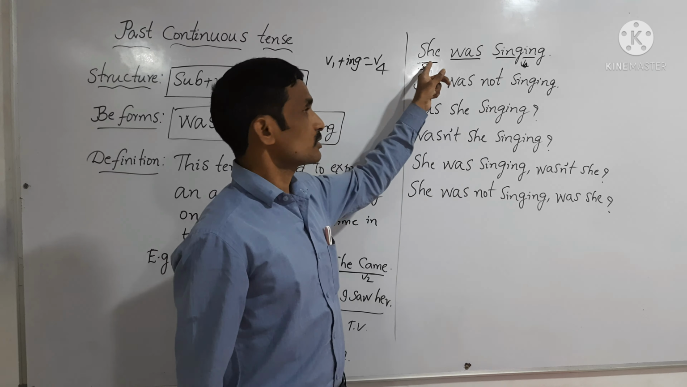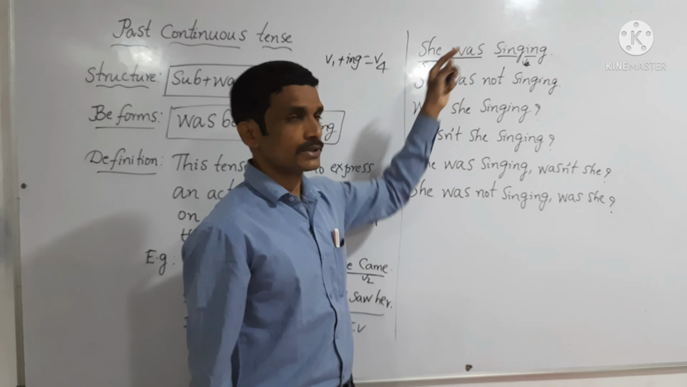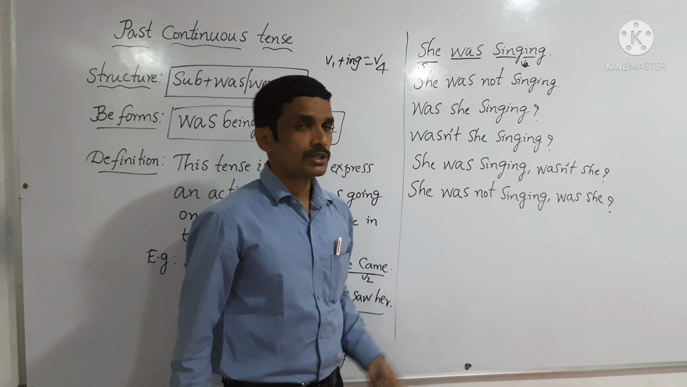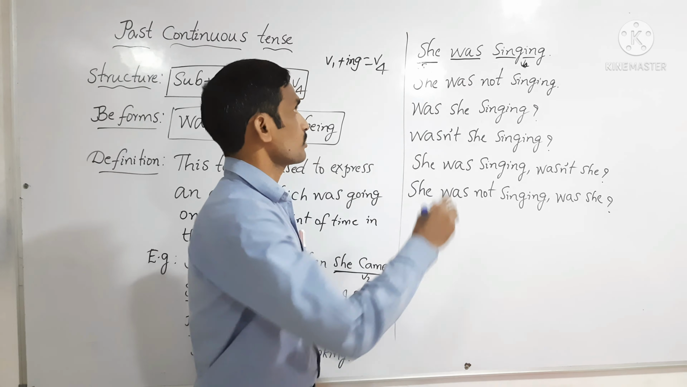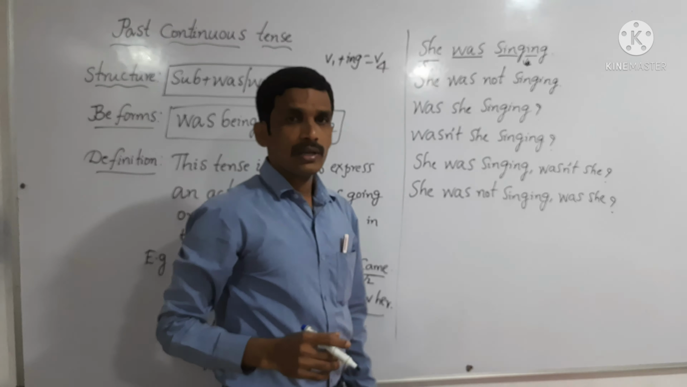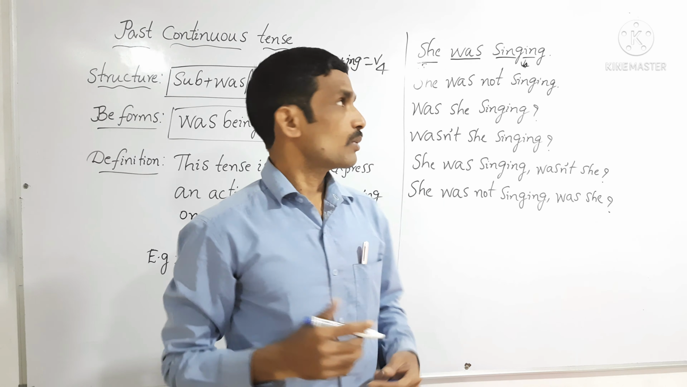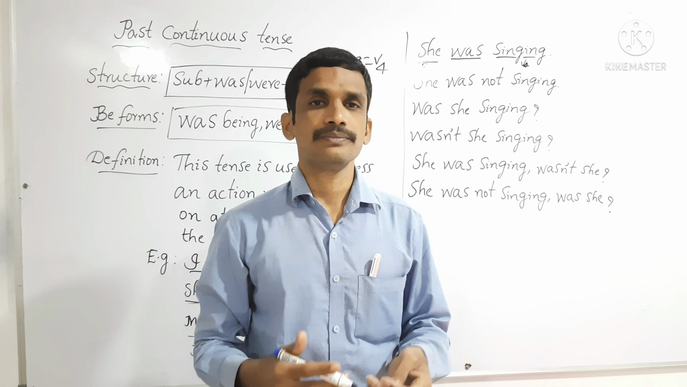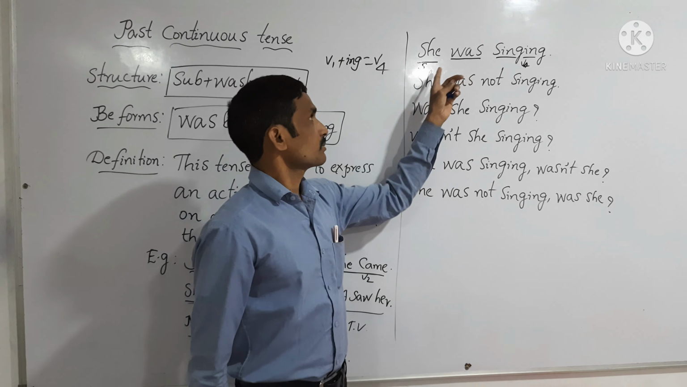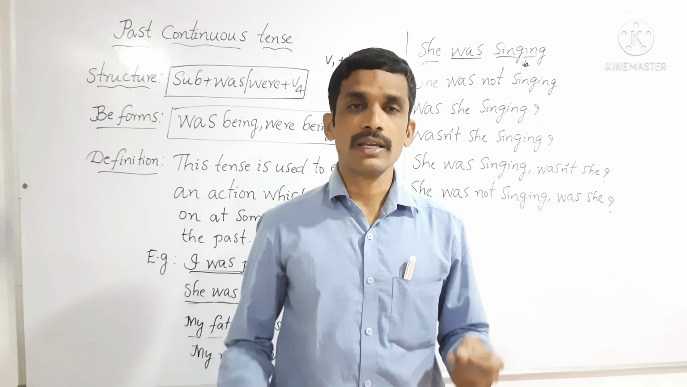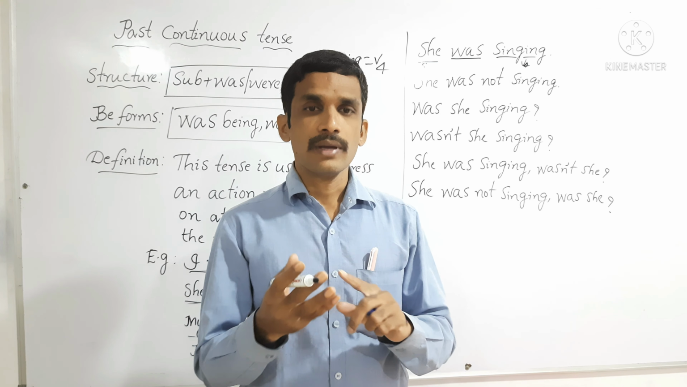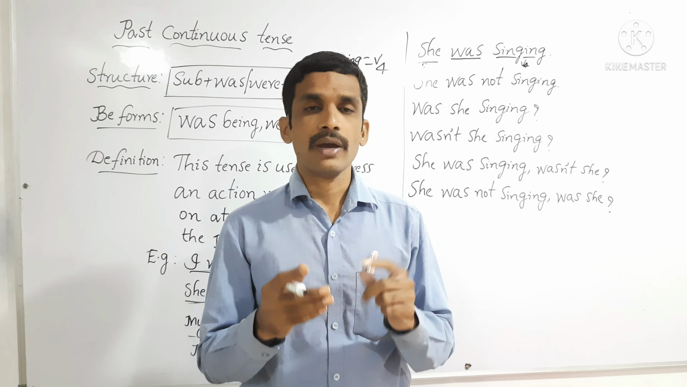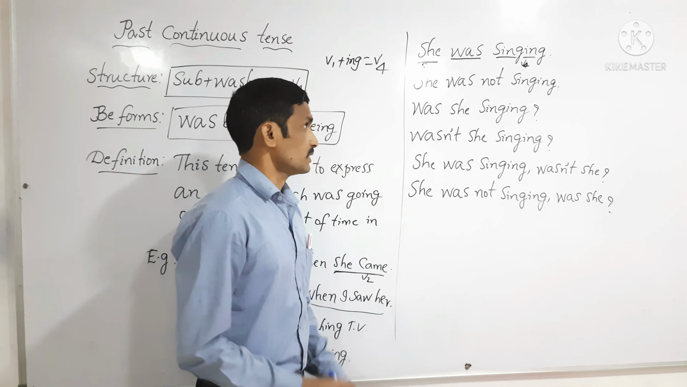When the subject is third person singular or first person singular, we have to write was. And for second person, third person plural and first person plural, we have to write were. In the place of she, for example, they: they were singing. You were singing. We were singing. Got it? I was singing. She was singing. He was singing. It was singing. With he, she, it, and first person singular, we have to use was in past progressive tense.